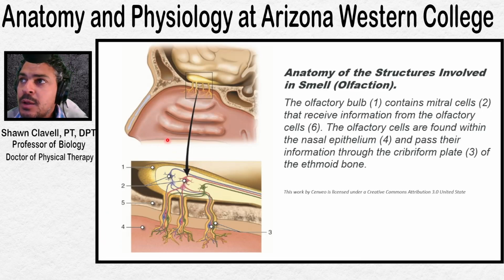And so, again, number one here is the olfactory bulb containing the mitral cells. Number two is the information received from the olfactory cells. There's the glomeruli, where the olfactory bipolar neuron cells will associate with the mitral cells. Number three is the olfactory cells, which pass through the cribriform plate of the ethmoid bone. Number four is the nasal passageway itself. And five is the ethmoid bone, or the bone associated with it.